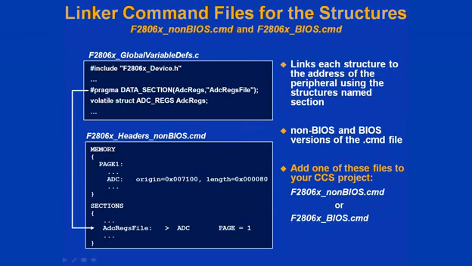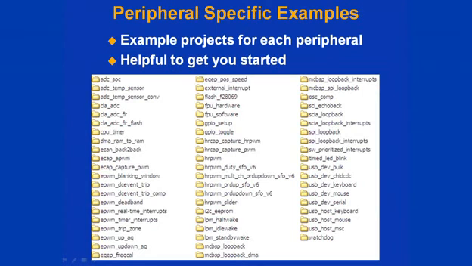The header file package has two linker command file versions, one for non-BIOS projects and one for BIOS projects. This linker command file is used to link each structure to the address of the peripheral using the structure's named section. The third and final step for using the header files is to add the appropriate linker command file to your project. The peripheral register header file package includes example projects for each peripheral. This can be very helpful to getting you started.